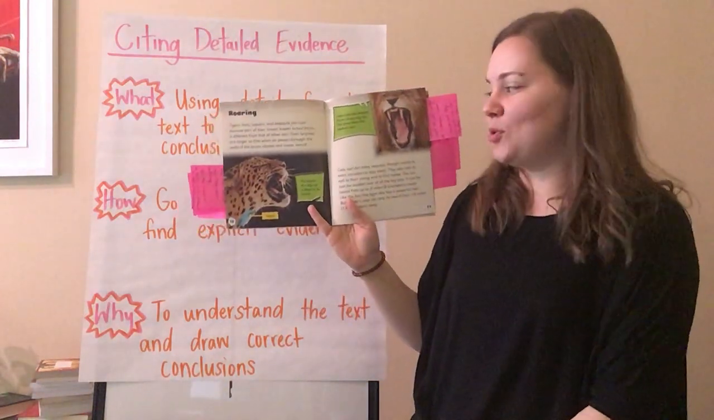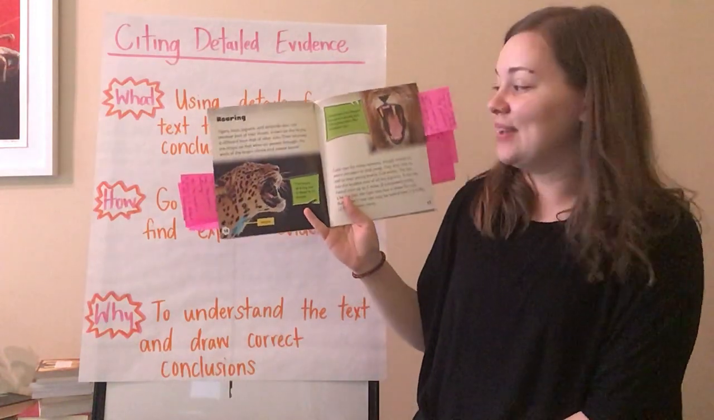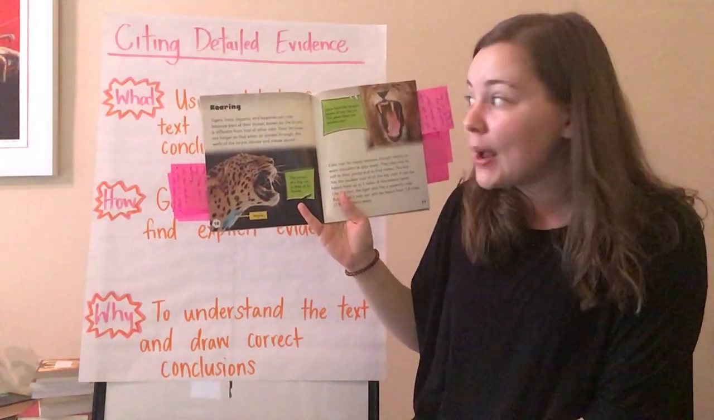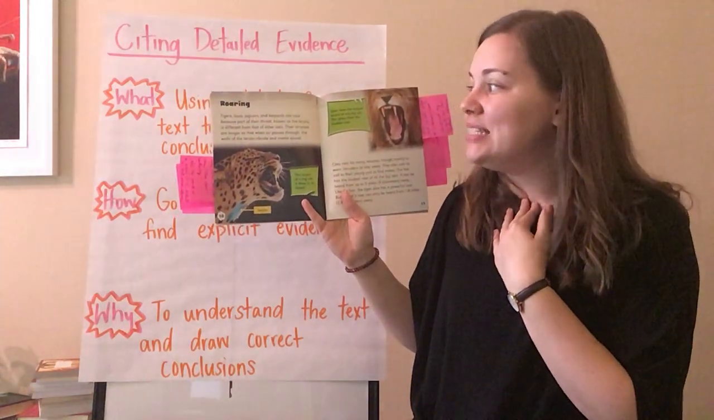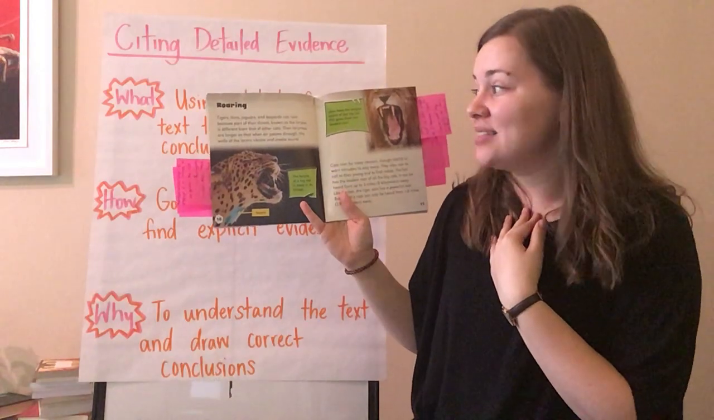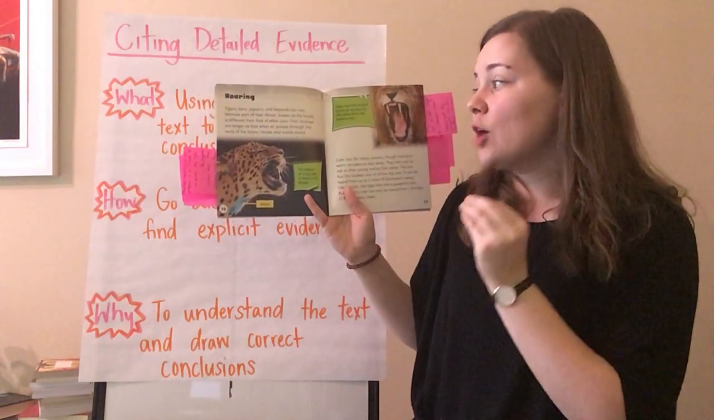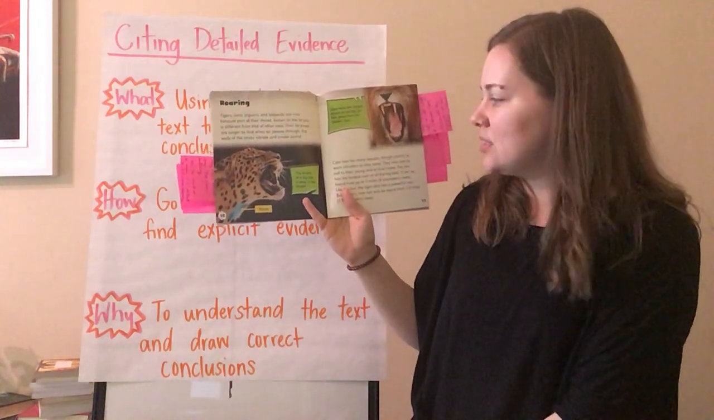Roaring. This is the cool part. I'm going to show you a close-up photo of these big cats in a second. Tigers, lions, jaguars, and leopards can roar because part of their throat is different from that of other cats. Their larynxes are so long that when the air passes through, the walls vibrate and create that sound.